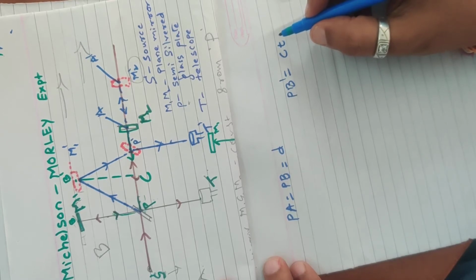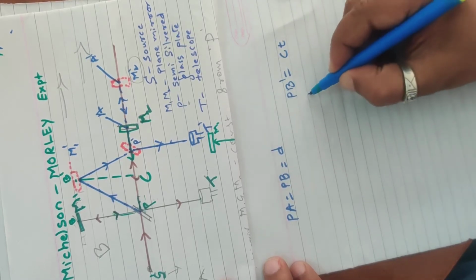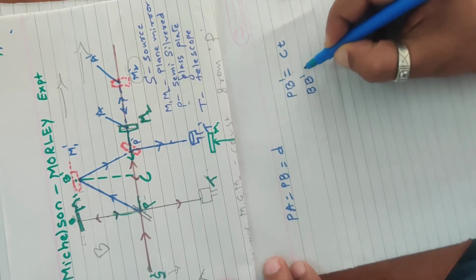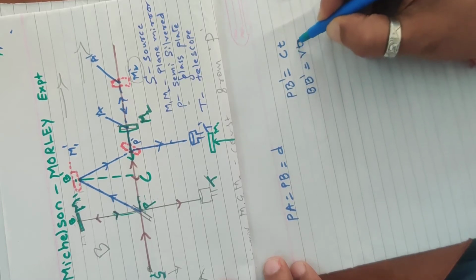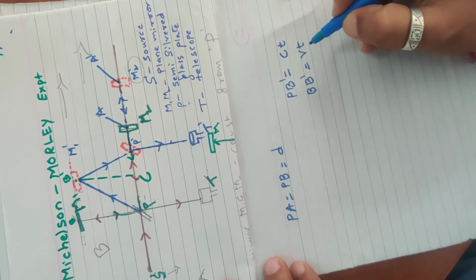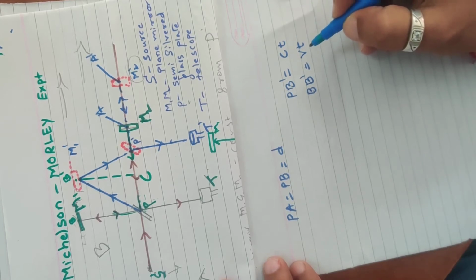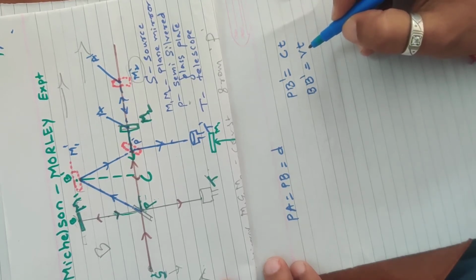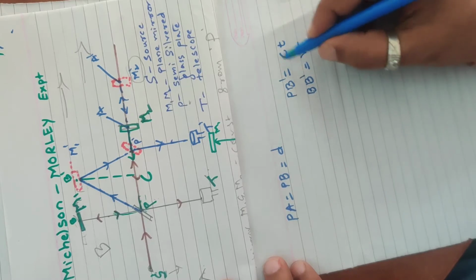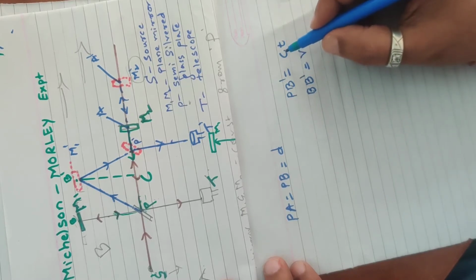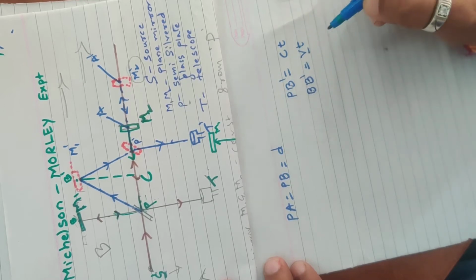Also, what I write? The distance from B to B dash, I treat it as VT. What is V? It is the velocity of the light at Earth. Got it? C means the light which is coming from the source ether, or from the media ether, to the Earth. I name it as V.